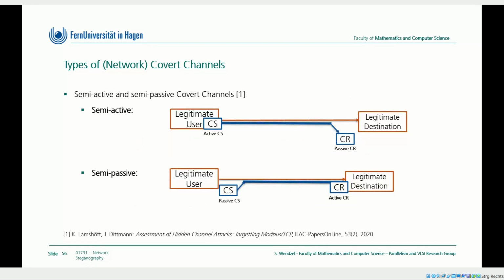There are also semi-active and semi-passive as terms for describing this process. This was introduced by Lamshoeft et al. in 2020. When we have a semi-active network covert channel, we have an active covert channel sender, but a passive receiver. If we have a semi-passive one, then we have a passive covert sender, but an active receiver.